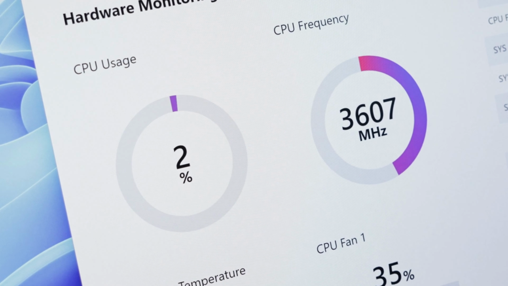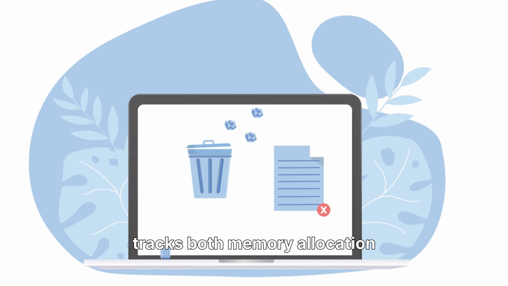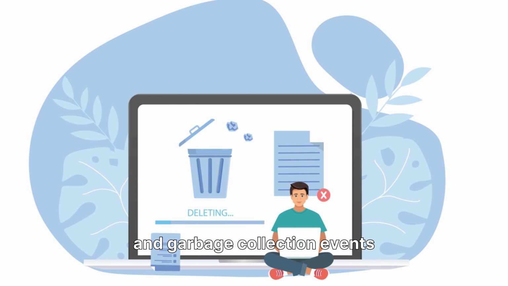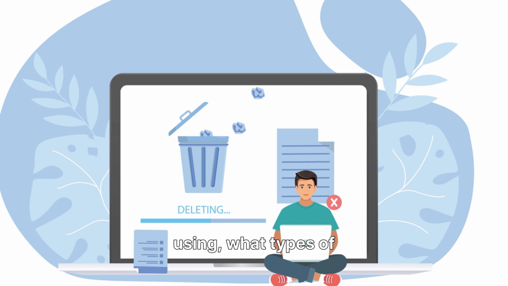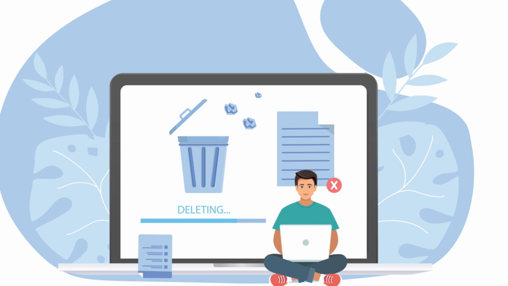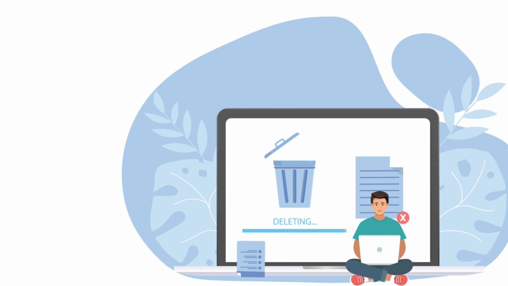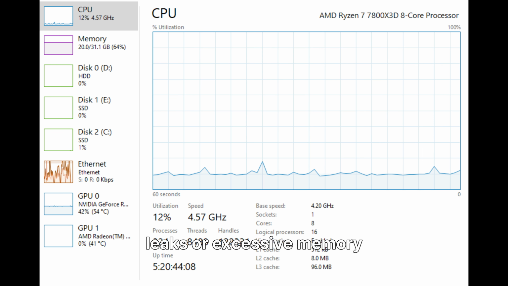The memory module meticulously tracks both memory allocation and garbage collection events within your project. It shows how much memory your game is using, what types of assets are consuming it, and when garbage collection occurs. It helps identify memory leaks or excessive memory usage, which can lead to crashes or significant performance degradation over time. Understanding memory patterns is crucial for maintaining a stable and performant game, especially on devices with limited RAM.